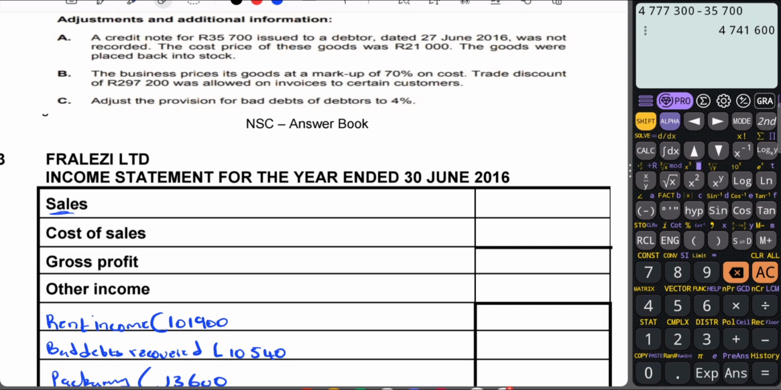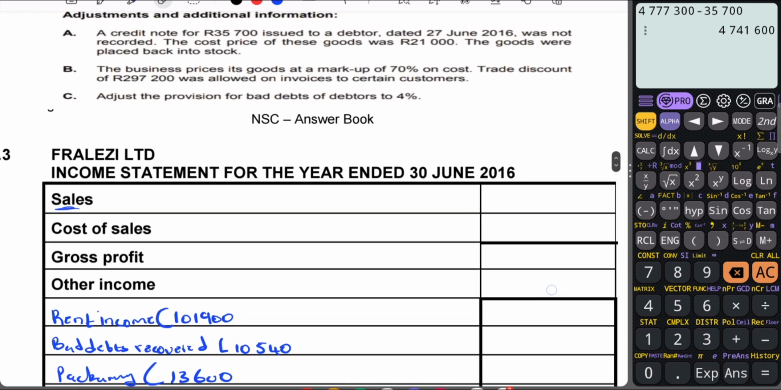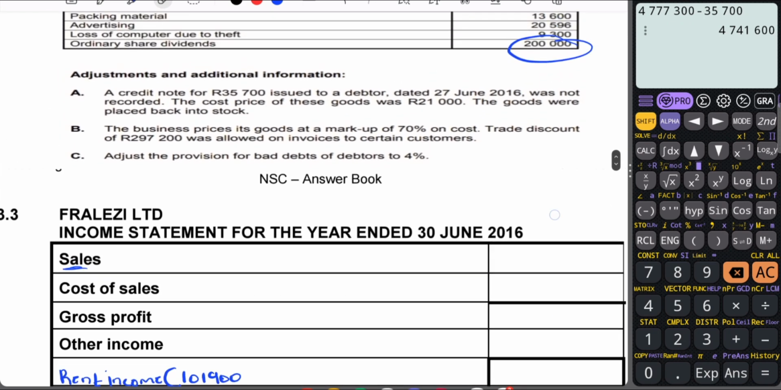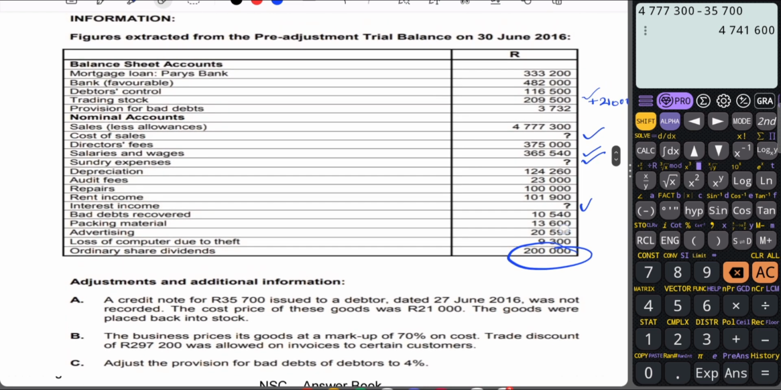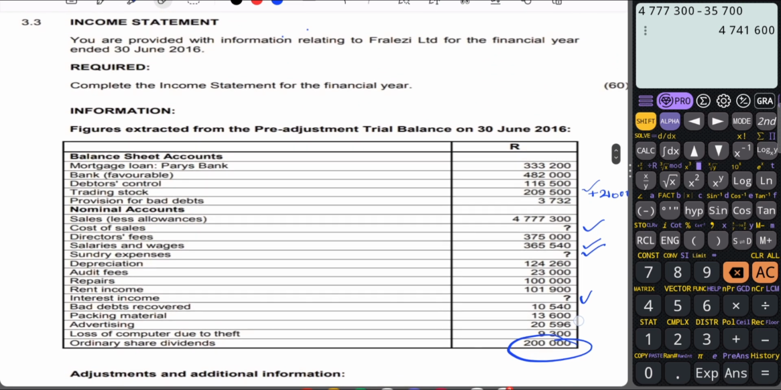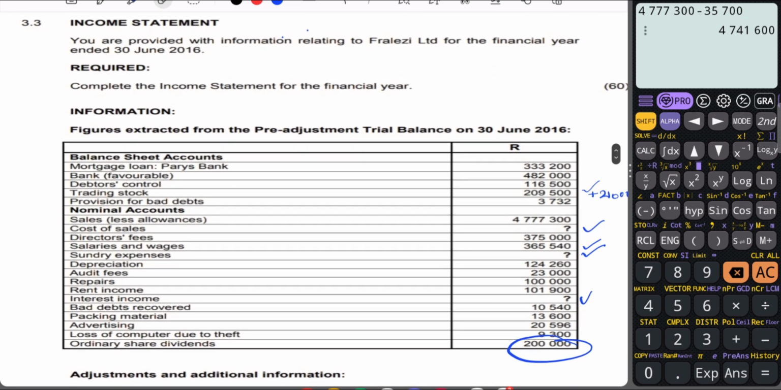All right, let's go straight to our income statement. When we check now, we are given our trial balance. Income statement: you are provided with information relating to Fralezi Ltd for the financial year ended 30 June 2016. Complete the income statement for the financial year, 60 marks.